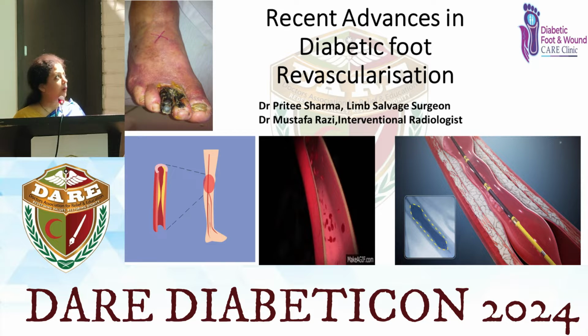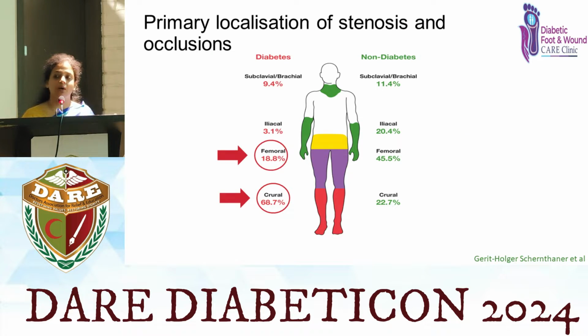Now, when we look at the location of the disease in non-diabetic versus diabetic patients, we see that diabetic patients have maximum disease below the knee. So it affects more the smaller vessels. So there is microangiopathy and macroangiopathy. In macroangiopathy, it is the larger vessels which are predominantly involved.